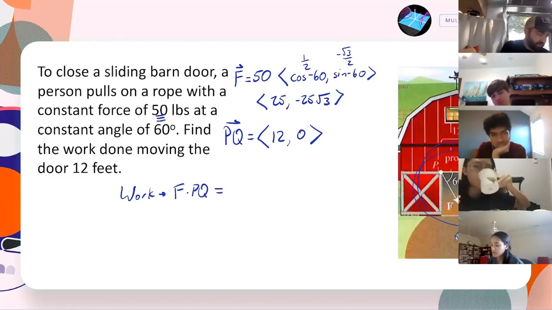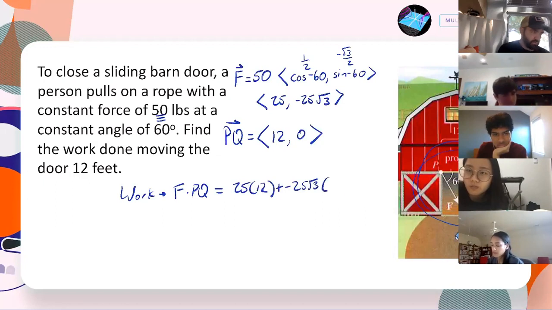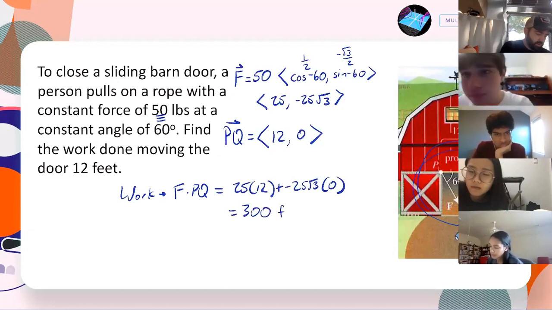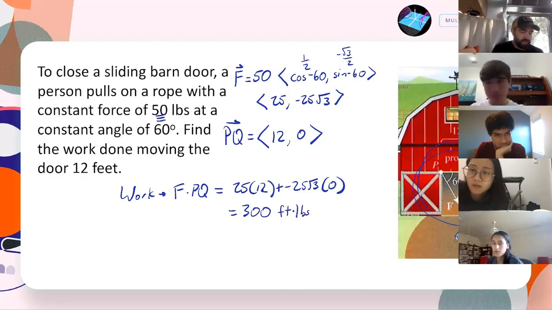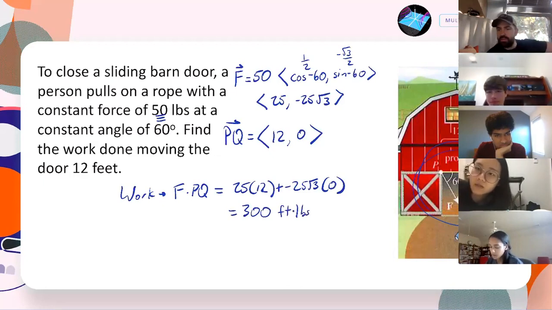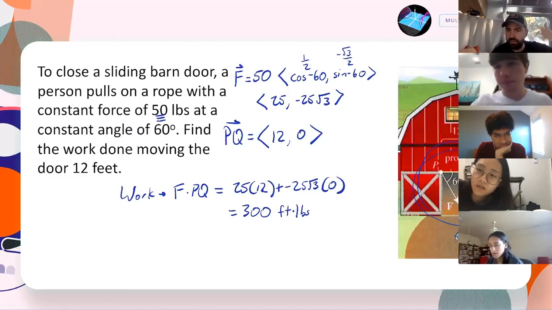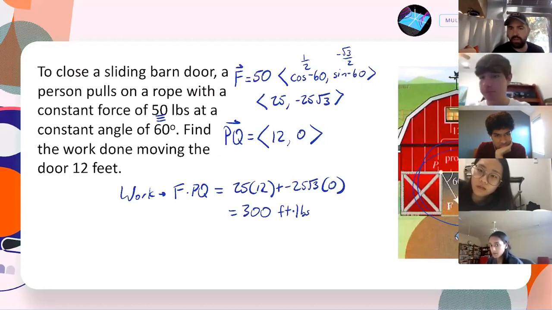So we'll have 25 times 12 plus a negative 25 root 3 times 0. So we'll have 300. And I think it's foot-pounds of force. We're taking the feet that the door is moving times the pounds that are being exerted on it. Usually work is some sort of force times a distance, units wise.